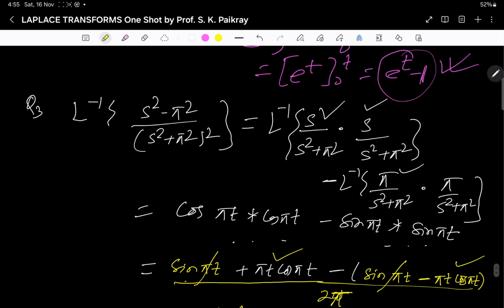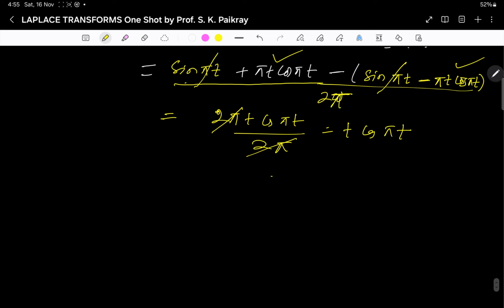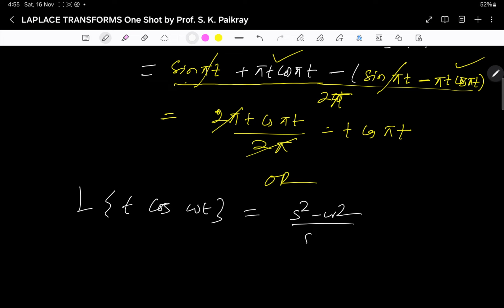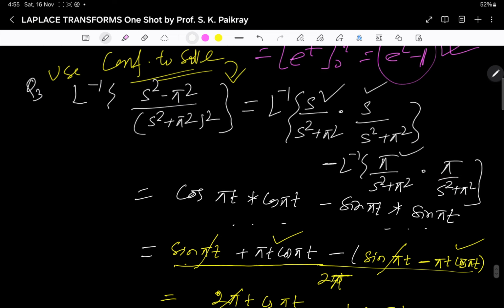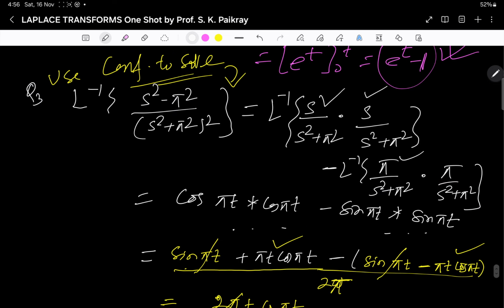So if it is asked to use convolution to solve, then definitely you have to proceed like this. Otherwise you know the formula here, L of t cos omega t is s square minus omega square by s square plus omega square whole square. So directly you can write it.